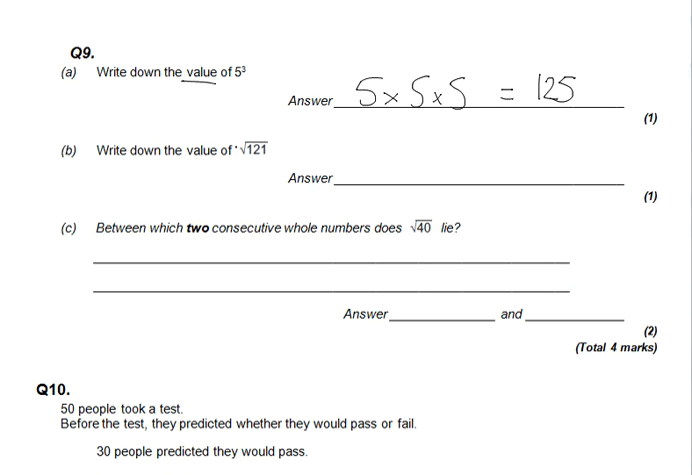Write down the value of the square root of 121. Again, we should know 1 to 15 and the square numbers. So 11 squared is 121. So the value is 11.